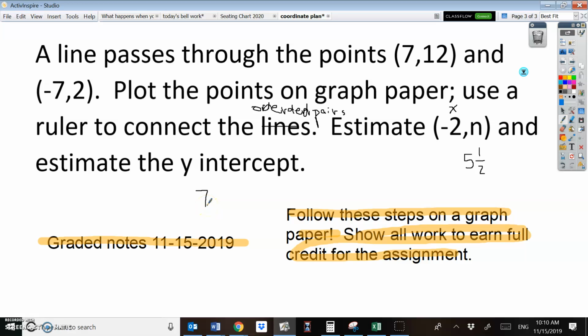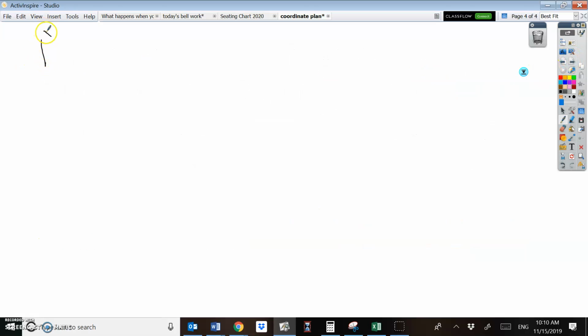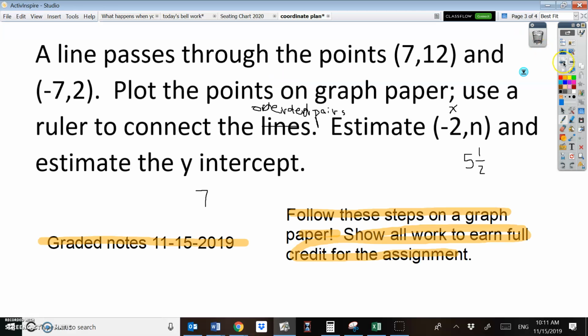And now let's do some math to check. Step 1, we need to find the slope. So let's do that. Use the formula for finding slope, which is m equals y2 minus y1 over x2 minus x1. Let's get the ordered pairs and write them on that screen.